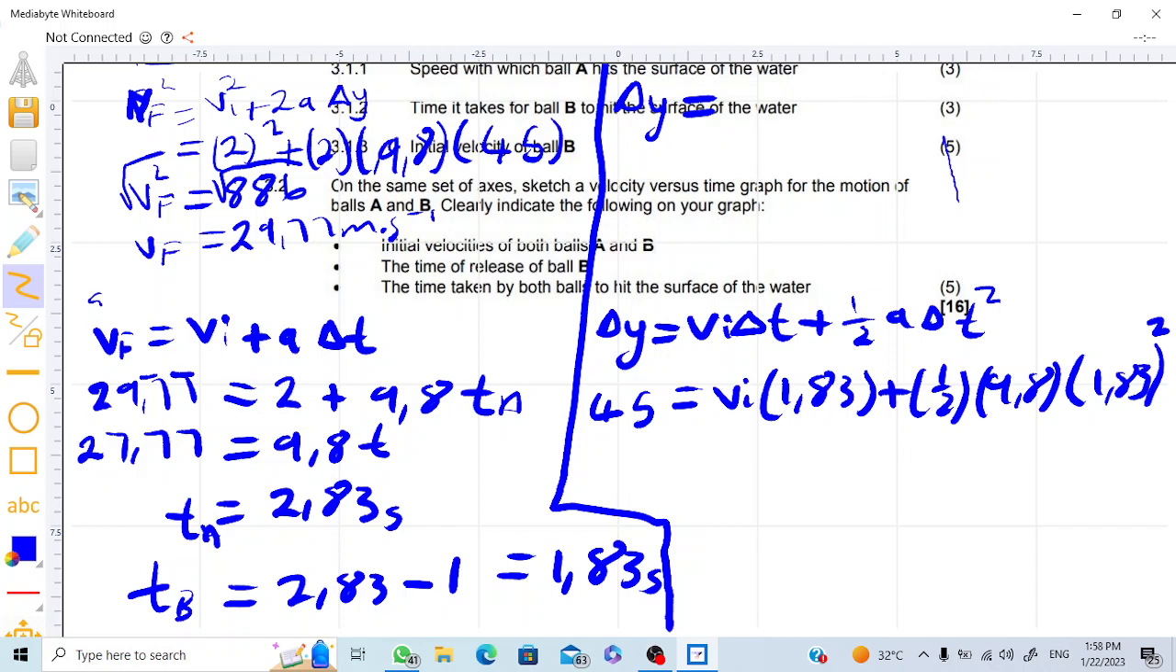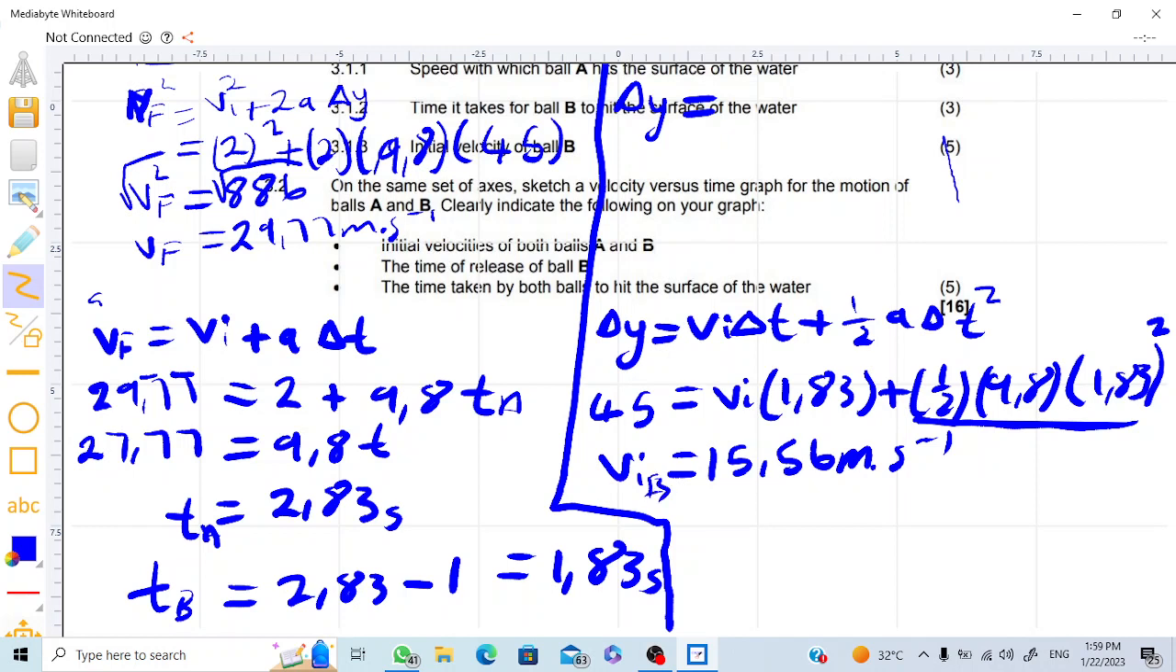Okay, so now you are going to take this part alone and transpose. Transpose meaning bring it to this side of the equal sign. Now it's going to be 45 minus that part divided by 1,83. Then you will find out that your V initial is equal to 15,56 meters per second. Now this is the initial velocity for ball B.